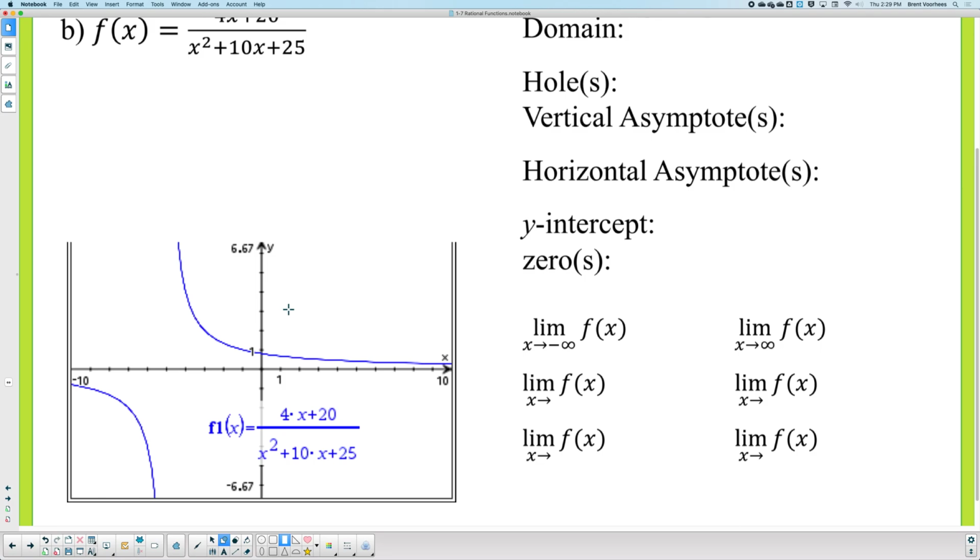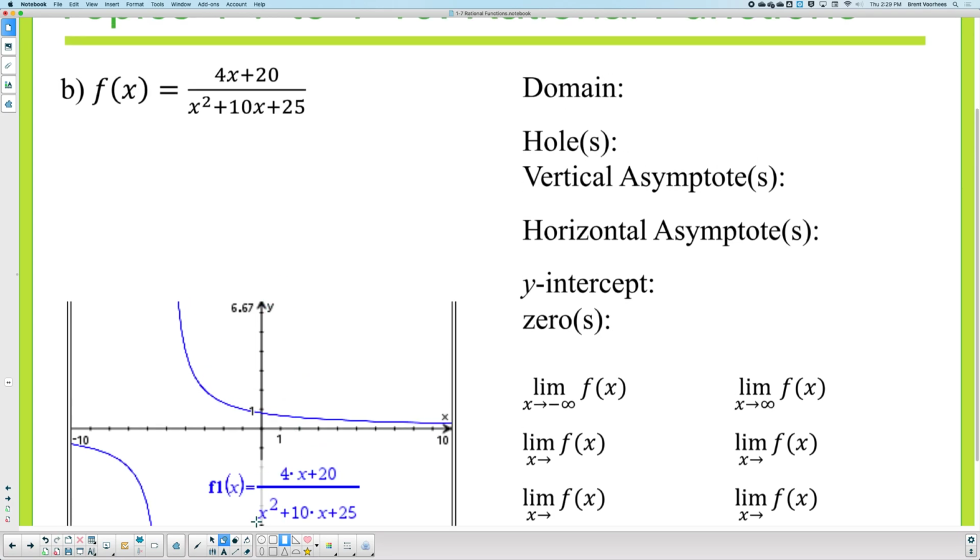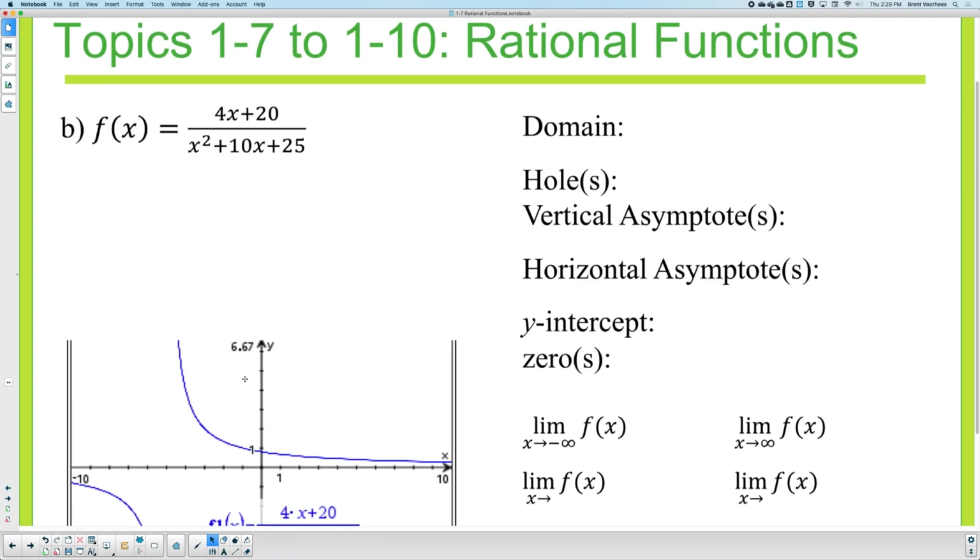Okay, so as we start working through this, we'll compare it to the graph as we go. Let's have you start walking me through how to find these values. How will you get your domain here? Donna, do you remember, how do we find our domain?